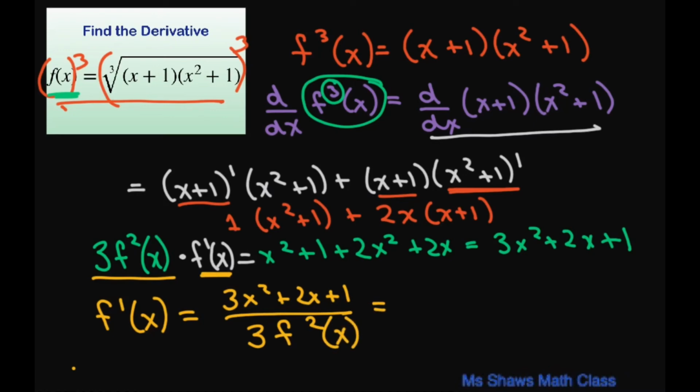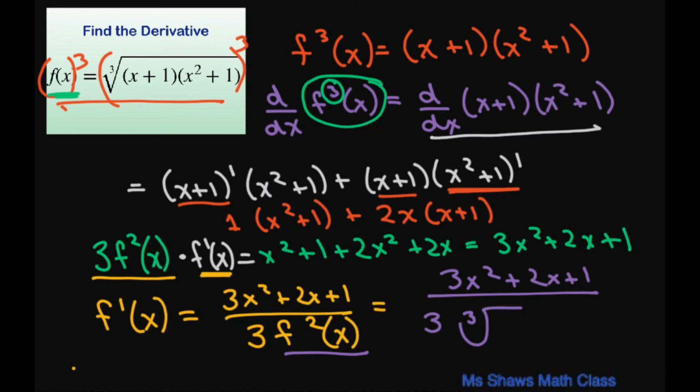So all you have to do is take your (3x squared plus 2x plus 1) divided by 3. Now let's take our f of x, and our f of x was the cube root of (x plus 1) times (x squared plus 1). And this squared part, all you have to do is square both of these. And this will be your final answer.